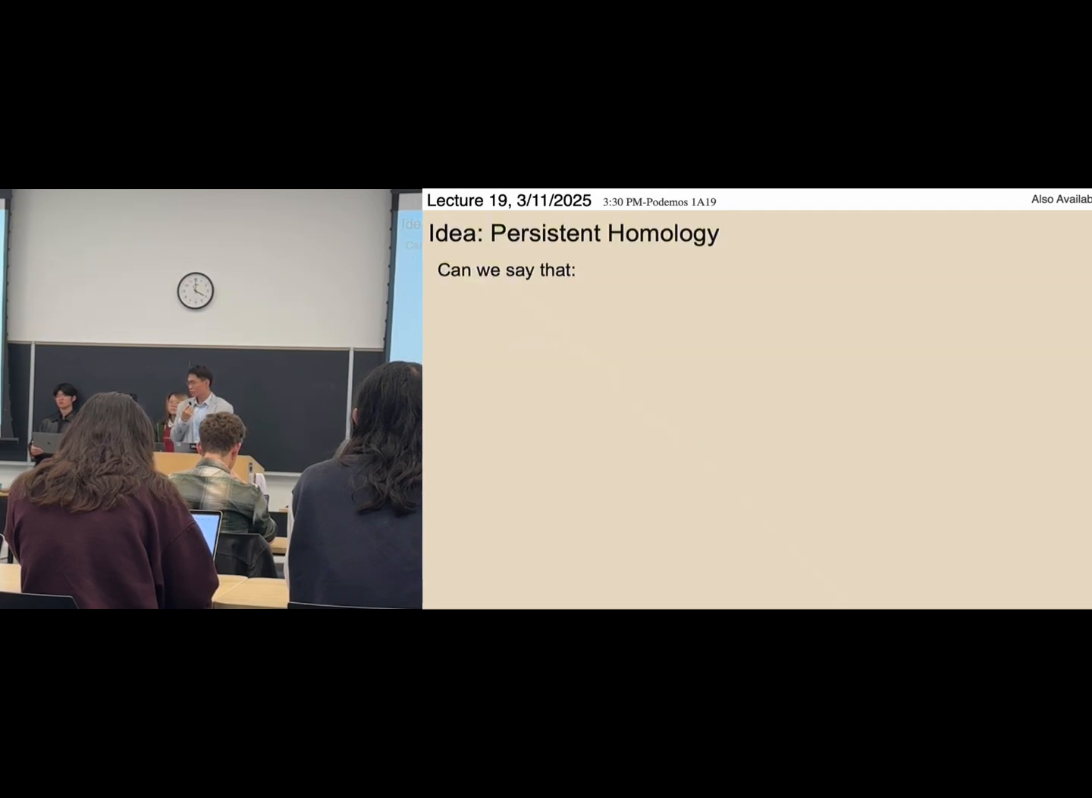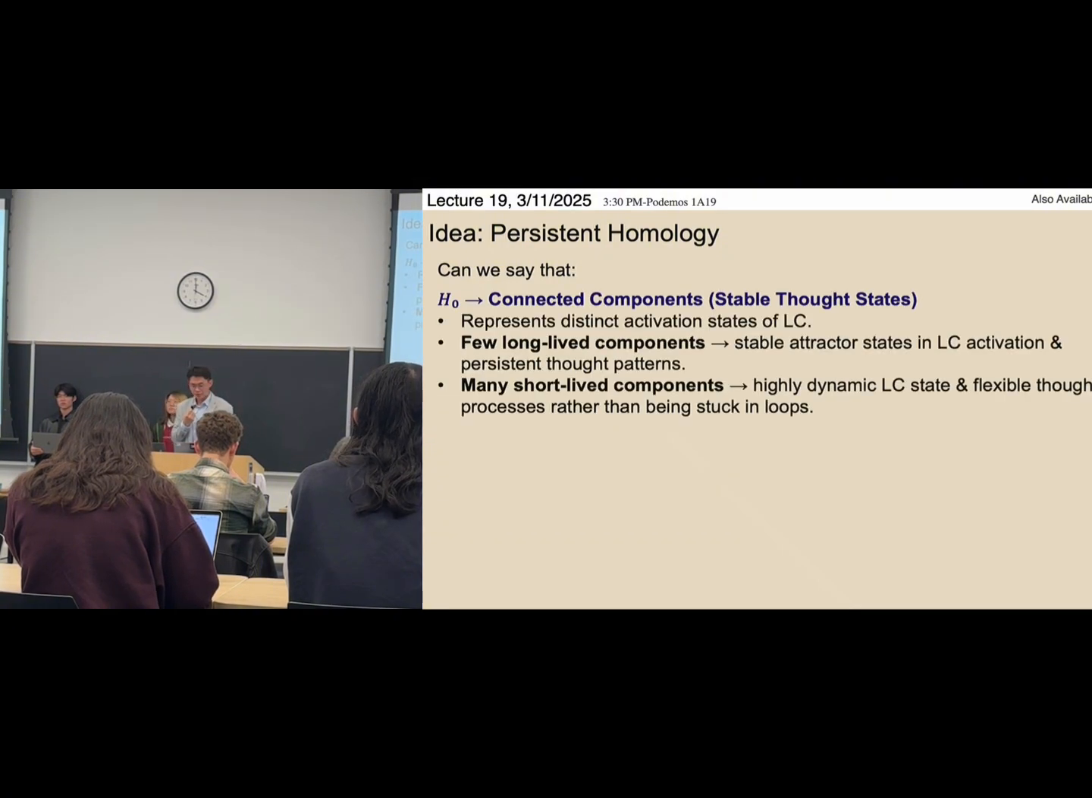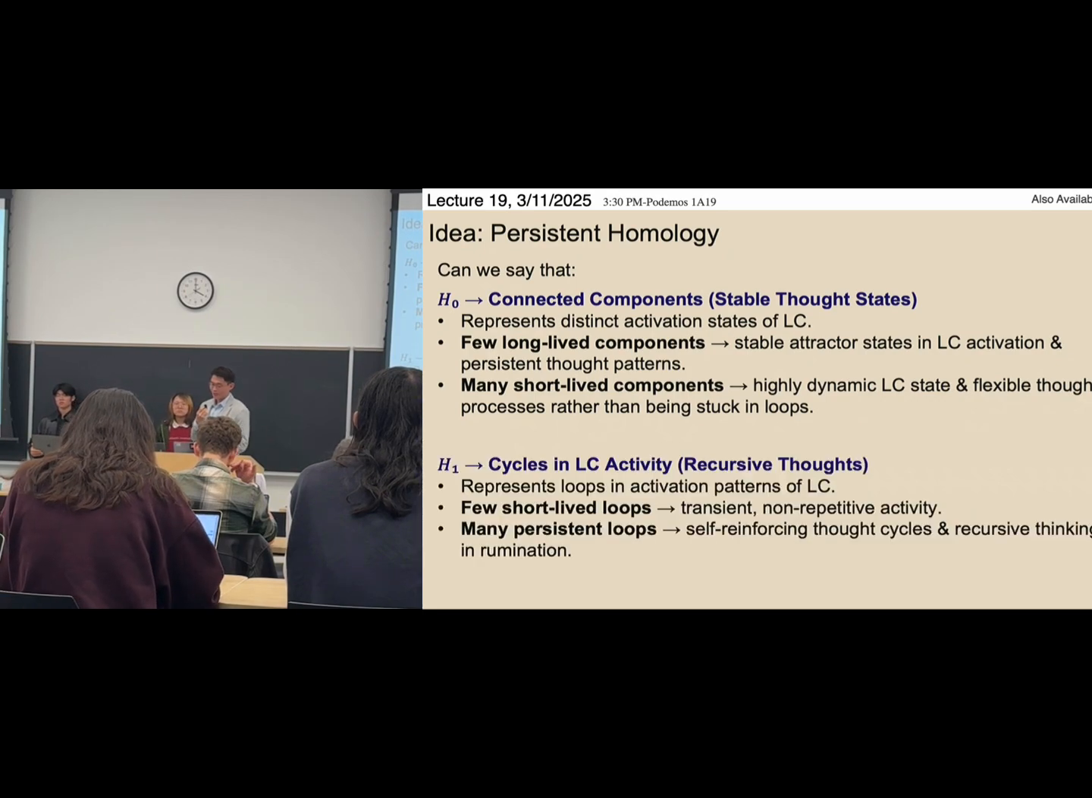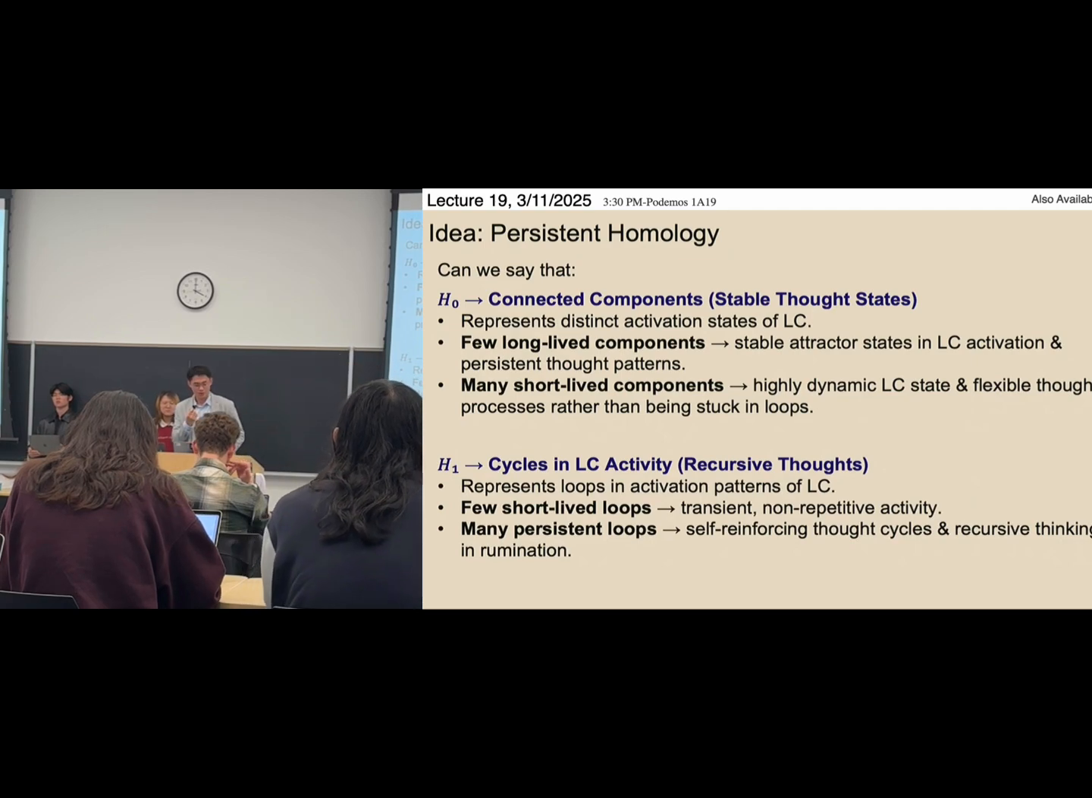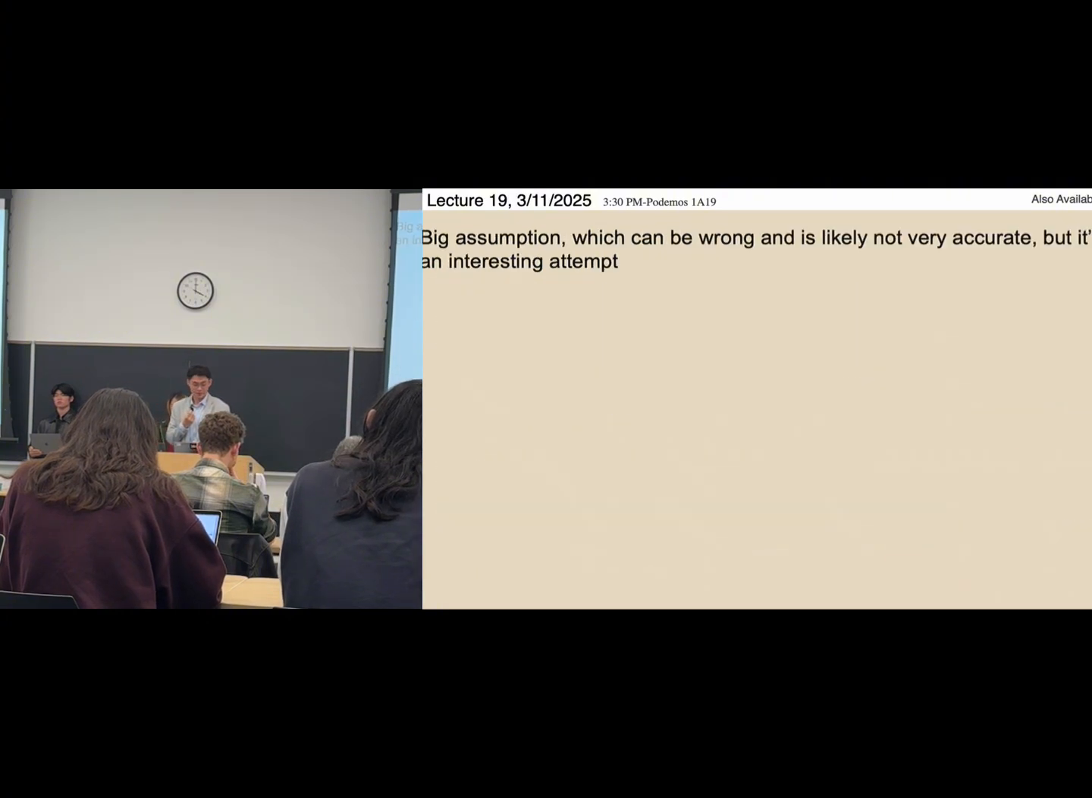So we're trying to connect the bridge between what we're doing and what's currently happening in neuroscience. Can we say that these connected components represent thoughts, and that short-lived components mean it's highly flexible? And can we say that these H1s are cycles in the activations, the recursive thoughts, and that if we see many persistent loops, then we're saying it's recursive thinking?